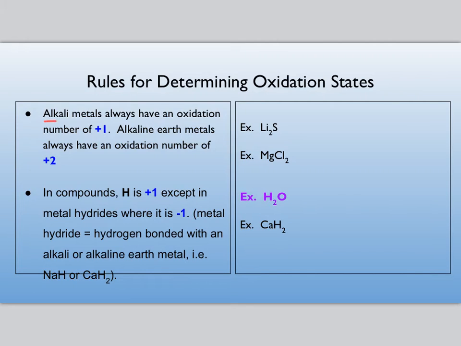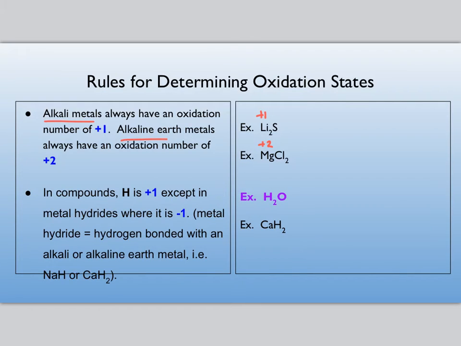Here we see that alkali metals, those on the first column of the periodic table, always have an oxidation number of plus 1. As you see in lithium sulfide, the charge on the lithium ion is plus 1, so its oxidation state is plus 1. Alkaline earth metals, that's the second column over, always have an oxidation number of plus 2, as you see here in magnesium chloride. The magnesium has an oxidation state of plus 2.